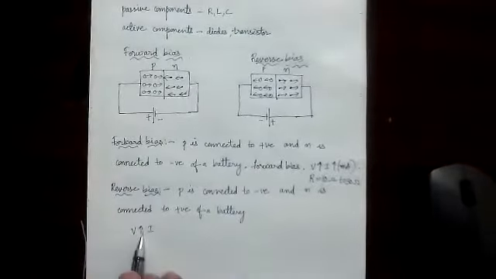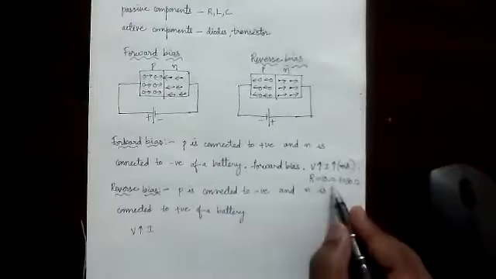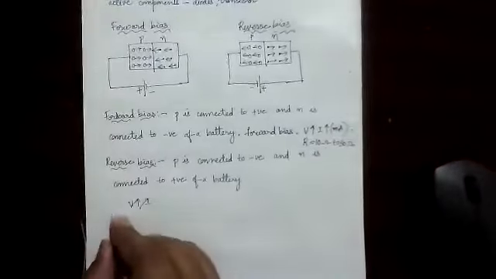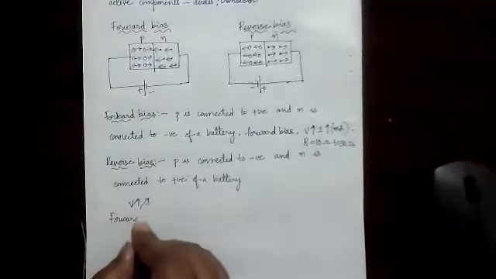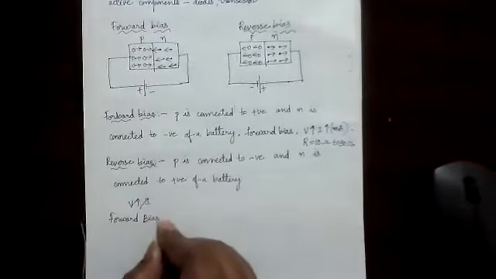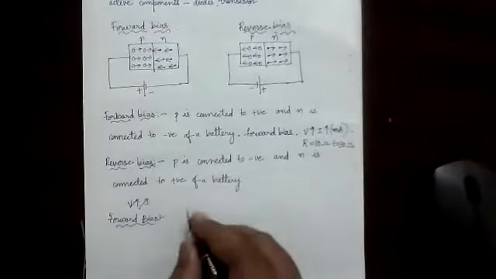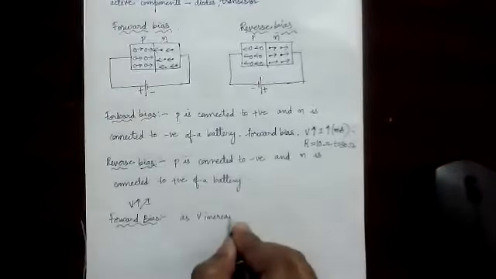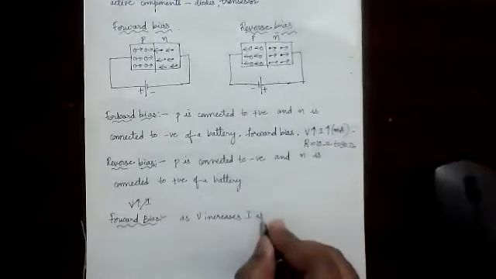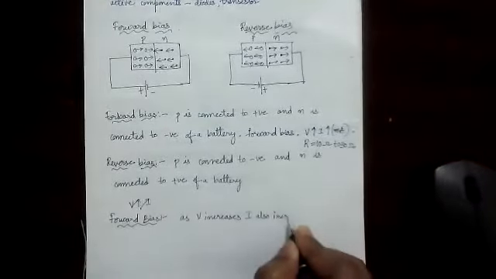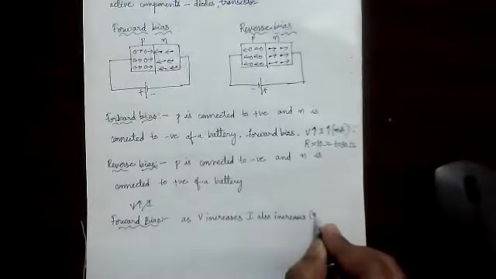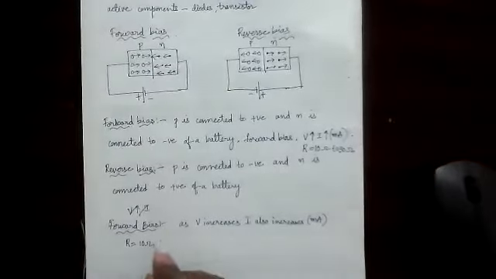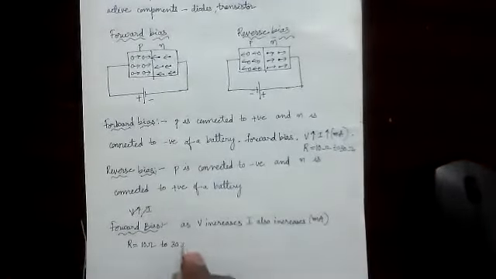So here, when you are increasing the voltage, what should the range be? Let me write here properly for forward bias. So here what is happening? As V increases, I also increases. That is in milliamperes. And the resistance offered is 10 ohms to 30 ohms only.